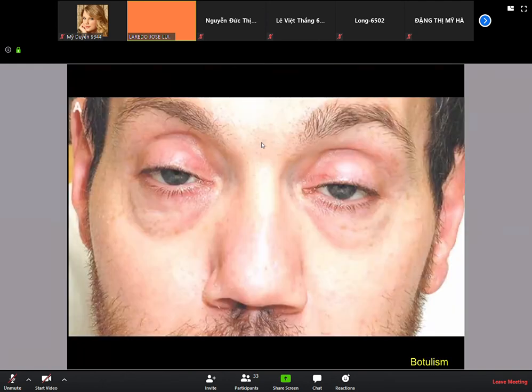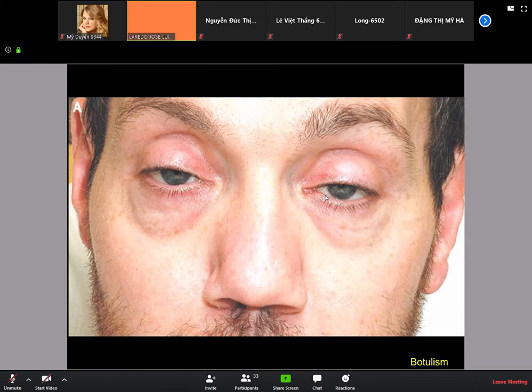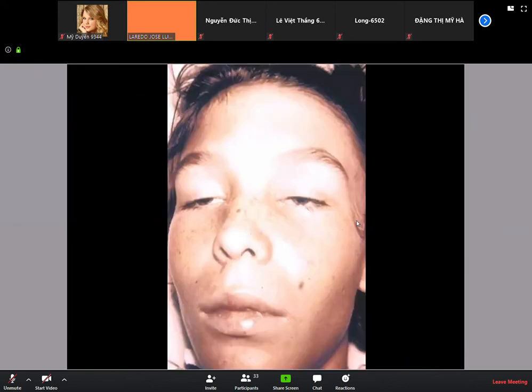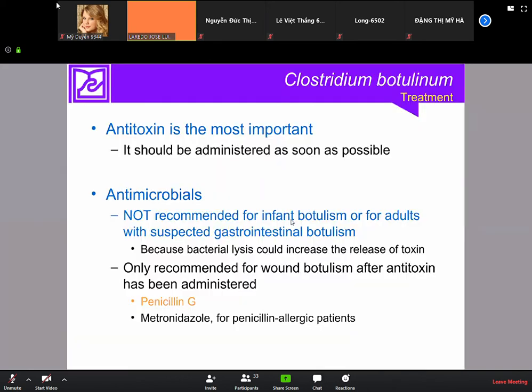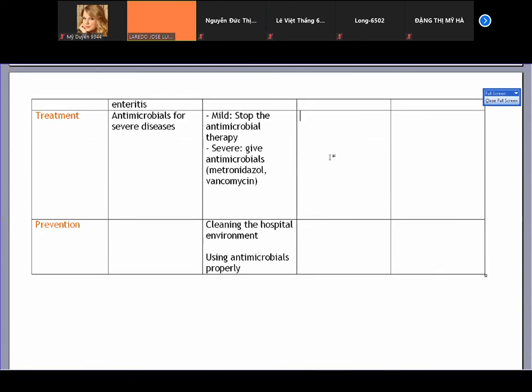This is a patient with botulism. Look at his face. His face is flaccid because he can't contract his muscles. This is the same: the face is flaccid, no contraction of the muscles. What's the treatment of botulism? The most important treatment is antitoxin, immunoglobulins, antibodies against the toxin, as soon as possible.